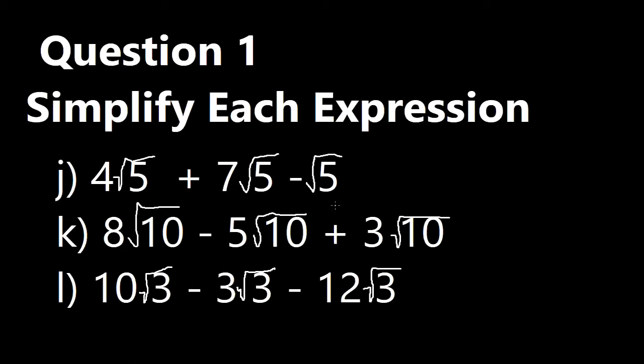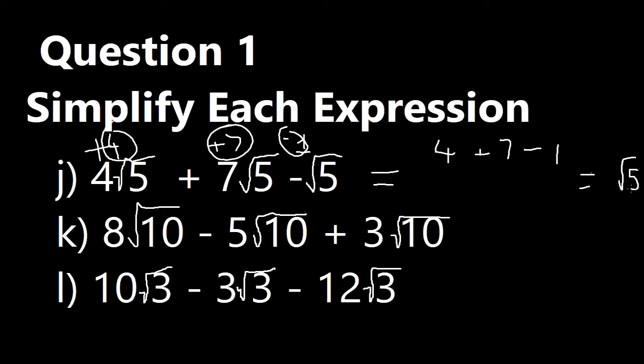Now we can see that these are all the same, so all we need to do for this first one here is remember that if there's nothing in front, there's an invisible 1. So there's a minus 1, there's a plus 7, and there's a plus 4 in here. So 10 root 5. So that's our answer for the first one there.